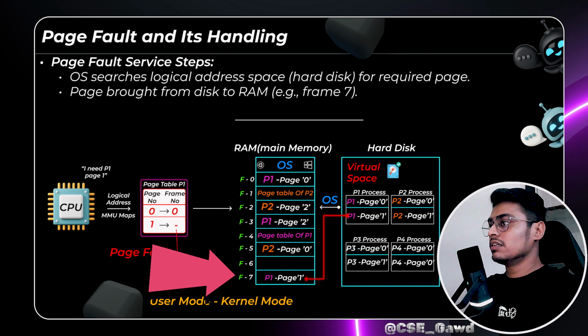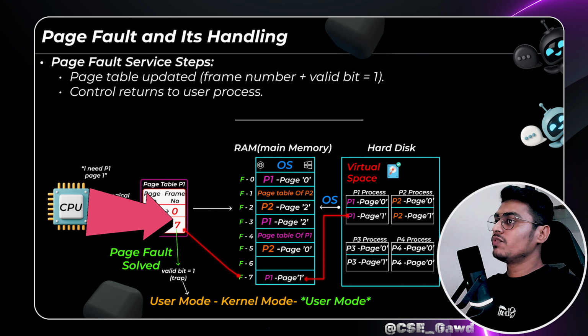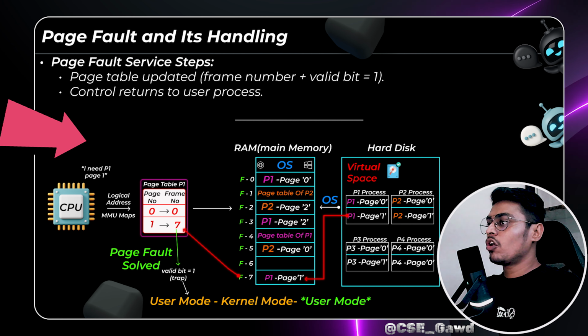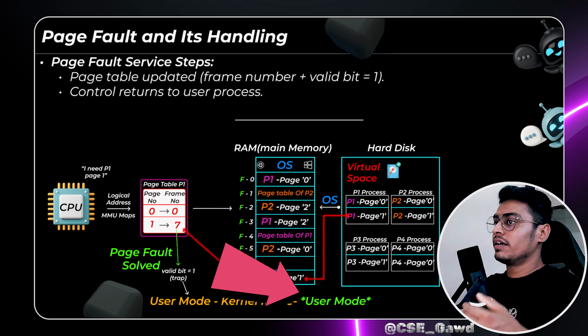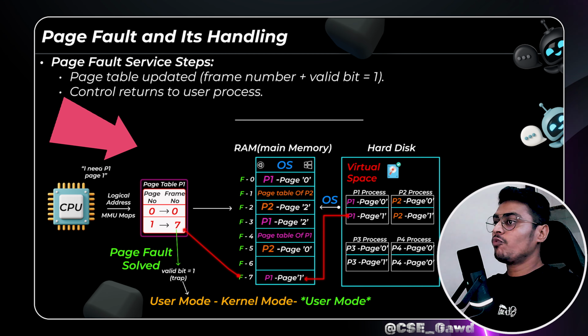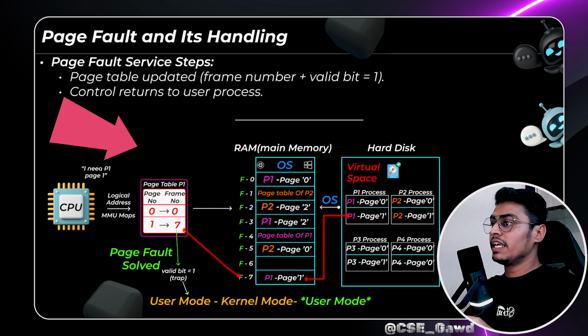After the page is successfully loaded into main memory, the page table must be updated to reflect this change. Now the page table entry for page 1 is updated to show that page number 1 is now present in frame number 7 and the valid bit is set to 1. Finally, after all these steps are completed, control is returned from the operating system back to the user process. This entire sequence of operations is called page fault service, and as you can imagine, this takes a considerable time compared to a normal memory access.